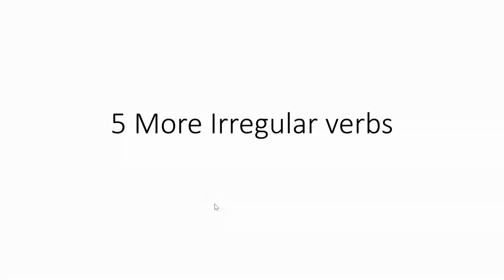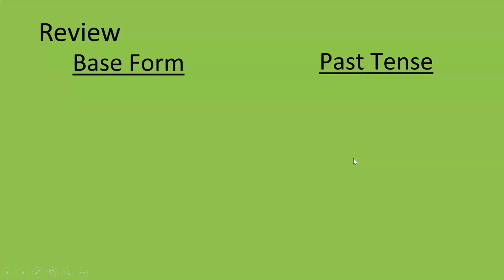Hey everyone, this lesson is about 5 more irregular verbs. These verbs come from the movie that we have been watching. Let's start with a little review of the 5 verbs from the last lesson.